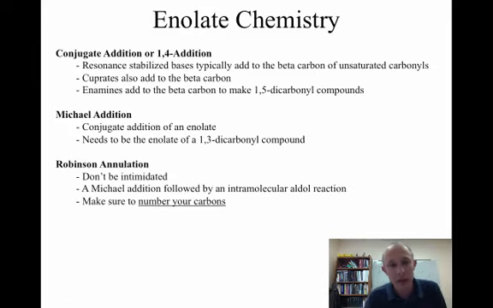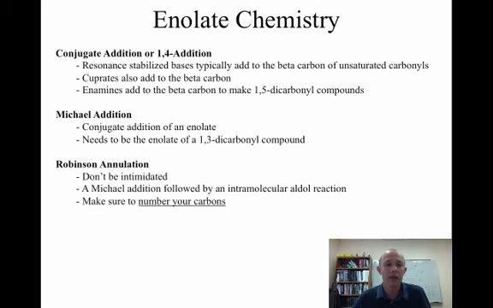Okay, summary. Conjugate addition is otherwise known as 1,4 addition. Resonance stabilized bases, usually weak bases, are going to add to the beta carbon to give 1,4 addition products. Cuprates also do so, and enamines also add to the beta carbon. So what we're going to see is resonance highly stabilized enolates, cuprates, and enamines. These are also called Michael additions. But to be a good Michael donor, you have to have a 1,3 dicarbonyl to get that really stabilized enolate.